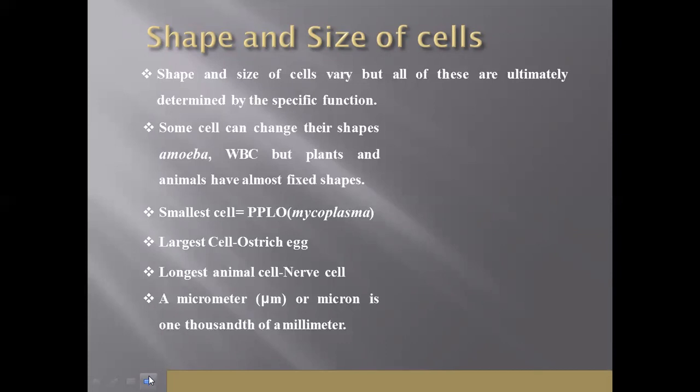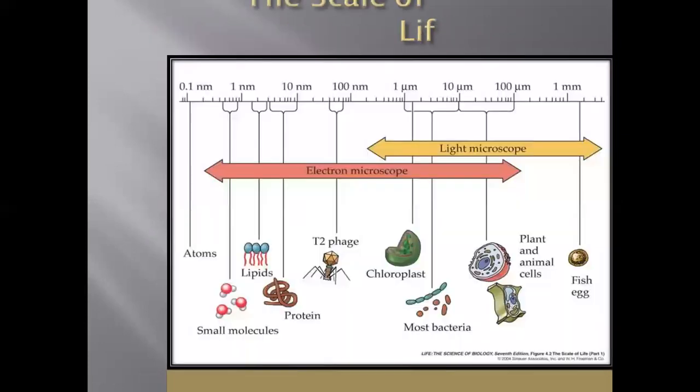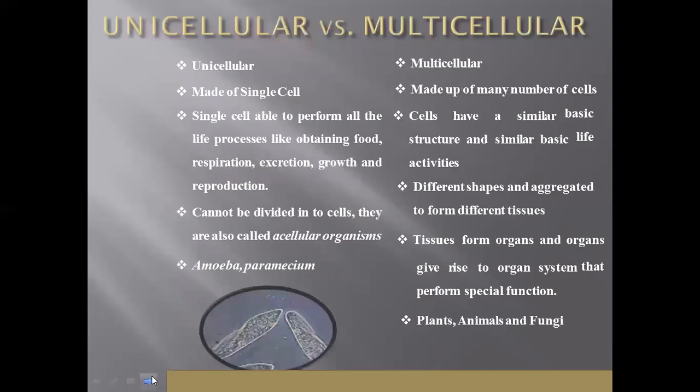The longest animal cell is nerve cell. The largest animal cell is egg cell. And a micrometer, it's a unit written. A micrometer or micron is 1,000th of a millimeter.